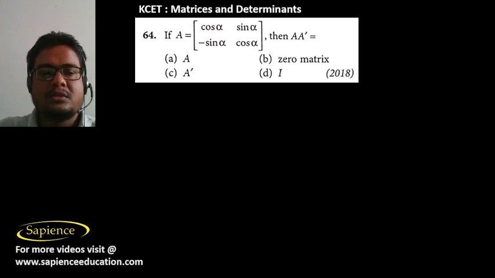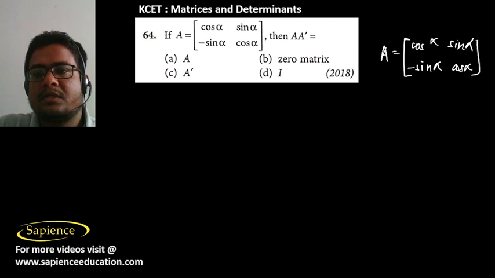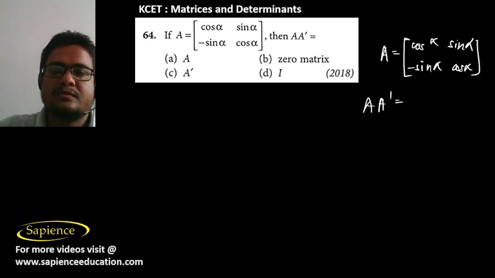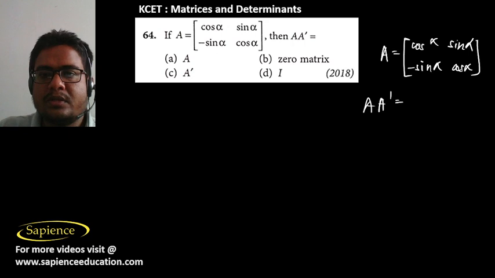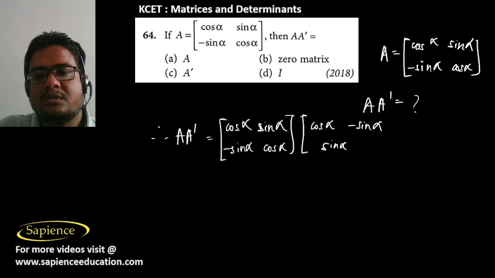Then it is told A is equal to the matrix cos alpha, sin alpha, minus sin alpha, cos alpha. Then A into A transpose is equal to what? So now A into A transpose will be equal to the matrix cos alpha, sin alpha, minus sin alpha, cos alpha, into cos alpha, minus sin alpha, sin alpha, cos alpha.